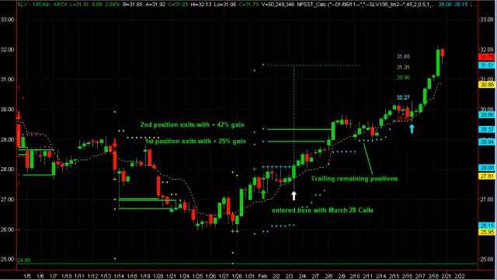Here's an example of a silver ETF. This is the iShares Silver Trust. We all know how hot the silver market has been. It's not a Forex chart, but the SST works great. This is an example of a trade I took myself where I actually bought March 28 calls right here at the entry. I exited at each one of these target levels.